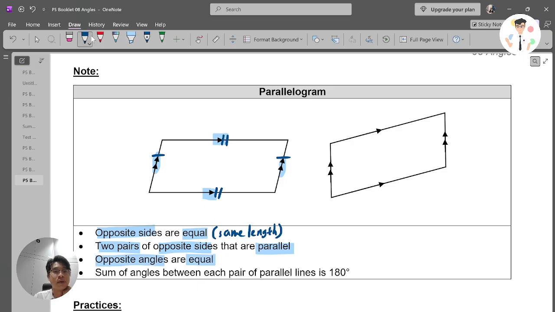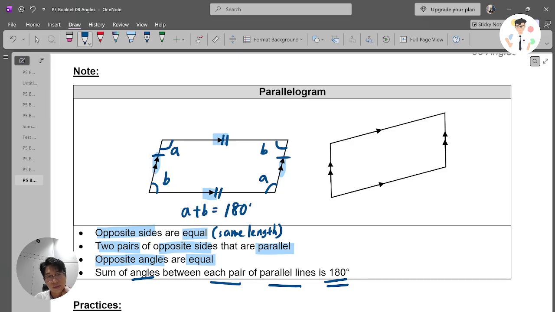That again reminds you that if this angle is A, this angle is also A. If this angle is B, this angle is actually B. And it's the same thing as what you learned from the rhombus. The sum of angles between each pair of parallel lines is 180. So it means that A plus B, A plus B, A plus B, A plus B is definitely 180.